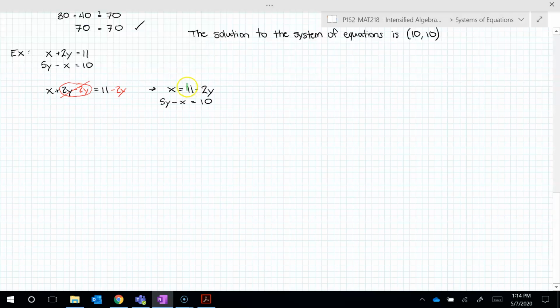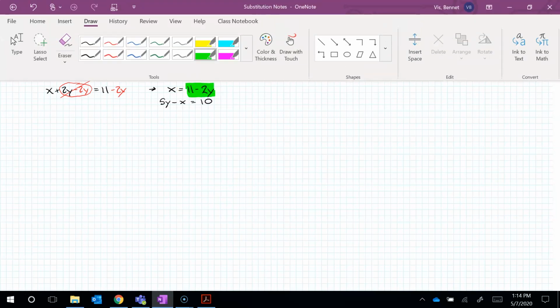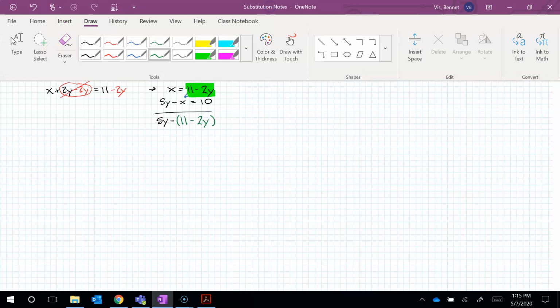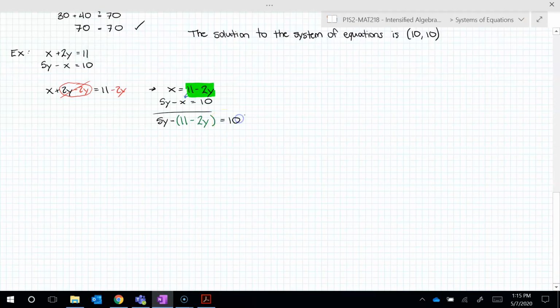So now I can take this 11 minus 2y and I can replace the x in the second equation with that quantity. I'm going to put in x is 11 minus 2y. So in the second equation down here, I have 5y minus that whole thing, 11 minus 2y, equals 10. All right. So replace the x with that.